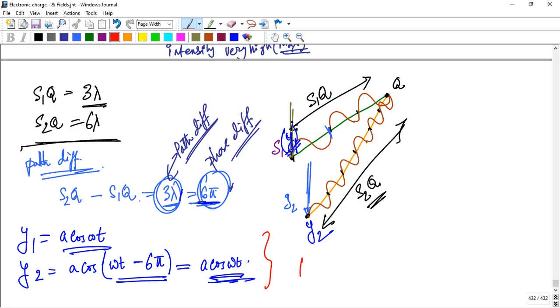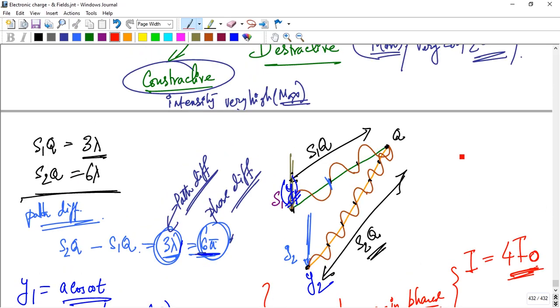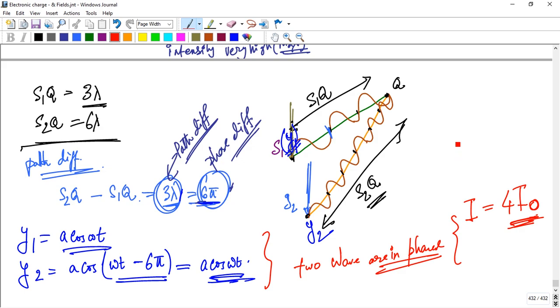So the two waves are in phase, actually there is no phase difference. So the resultant intensity I equals 4 times I naught, where each wave has intensity I naught. That's 4 times I naught, so we get constructive interference.